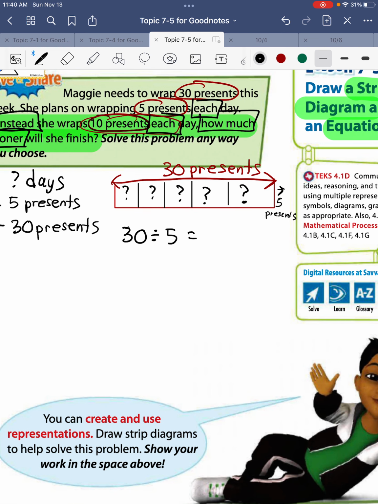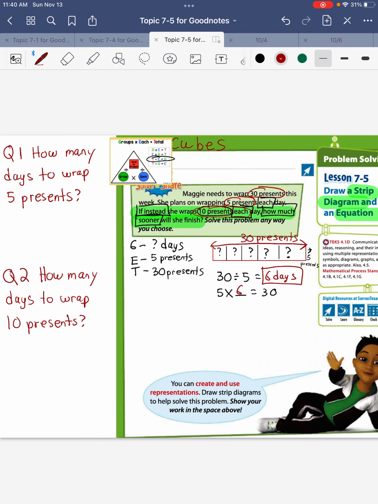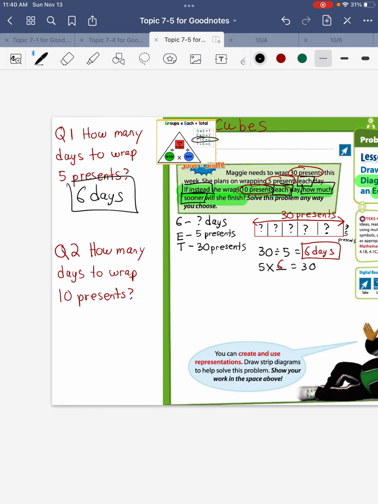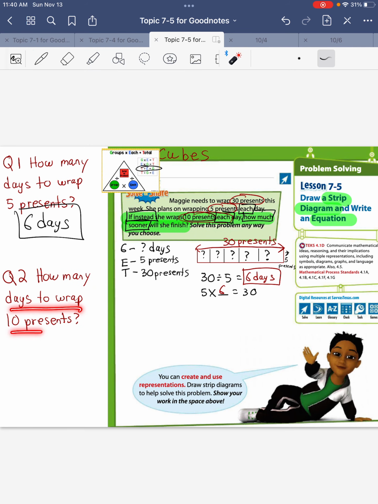So now I use my prior knowledge, my basic facts, and I ask myself, okay, what times 5 gives me 30? That will be 6. So if she plans on wrapping 5 presents each day, it will be 6 days. Okay. So I can answer my first question, how many days to wrap 5 presents? I'm going to put here 6 days. Okay. So now I'm going to do my second question, how many days to wrap 10 presents?